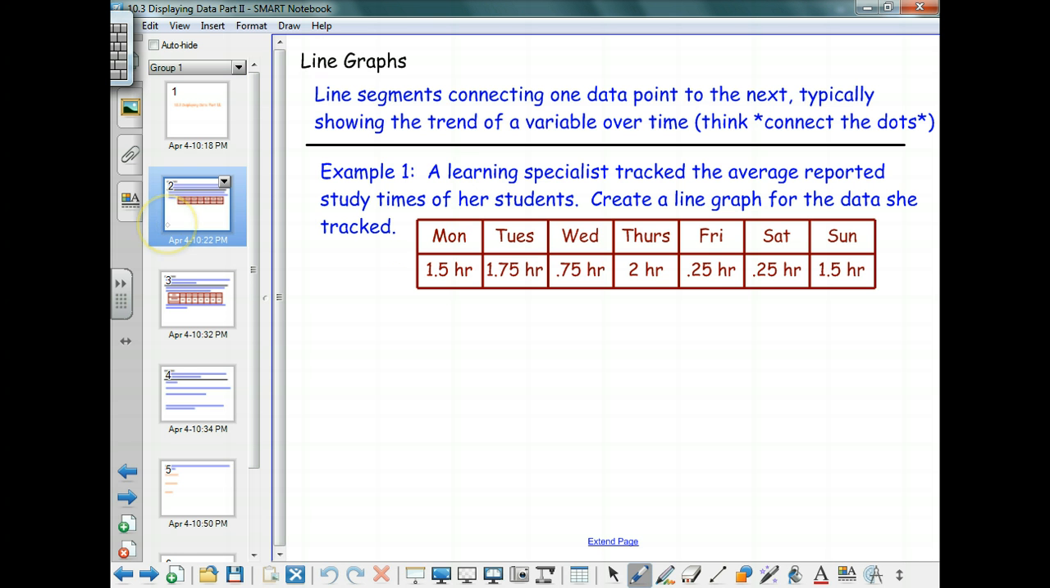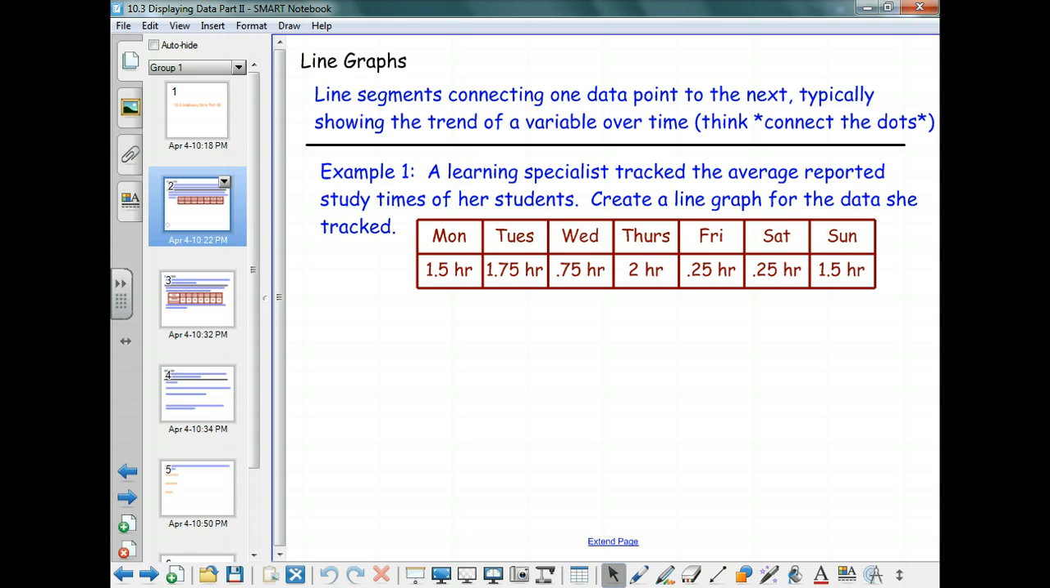So the first one that we're going to take a look at is a line graph, and this isn't like a dot plot or a line plot, it's actually a line graph. This is a good way to think about something that does change over time, or maybe even stays the same over time, but it looks at something that is trending usually over time. So there are line segments that connect one data point to the next, typically showing trend of data over time.